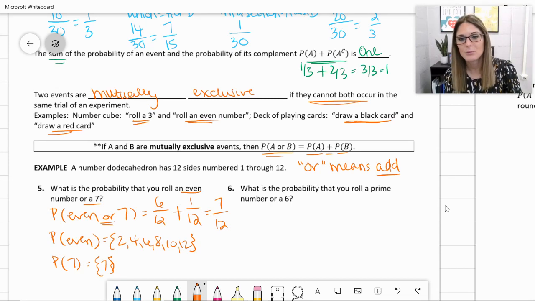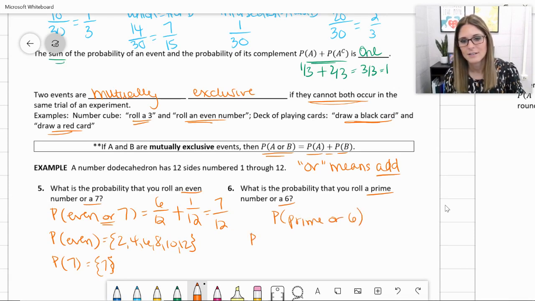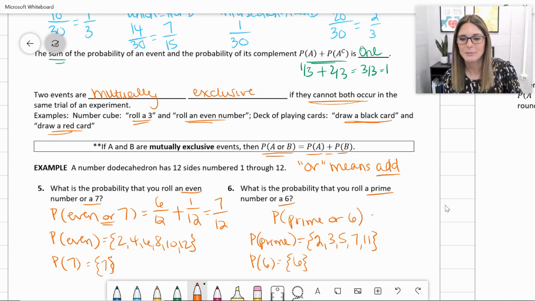Number 6, what's the probability you roll a prime number or a 6? So I'm going to note that here, probability of a prime or 6. So what would be our prime numbers? On a dodecahedron, we would have 2, 3, 5, 7, and 11 are all prime numbers. And then the probability of rolling a 6, there is just, well, a 6.